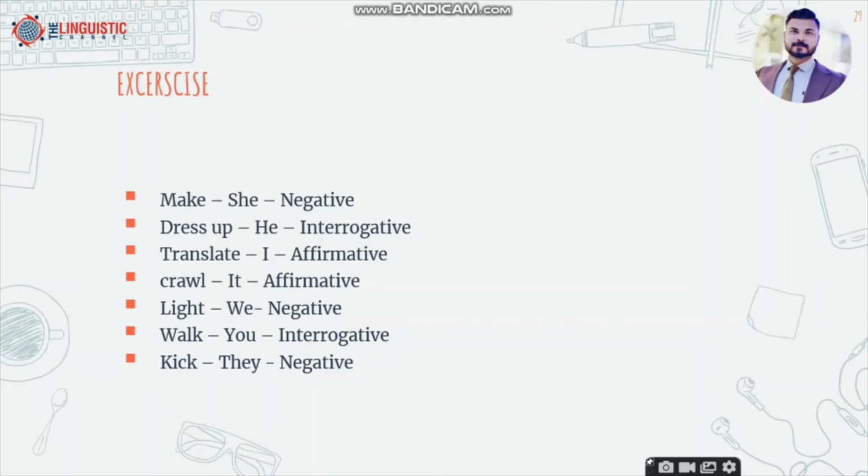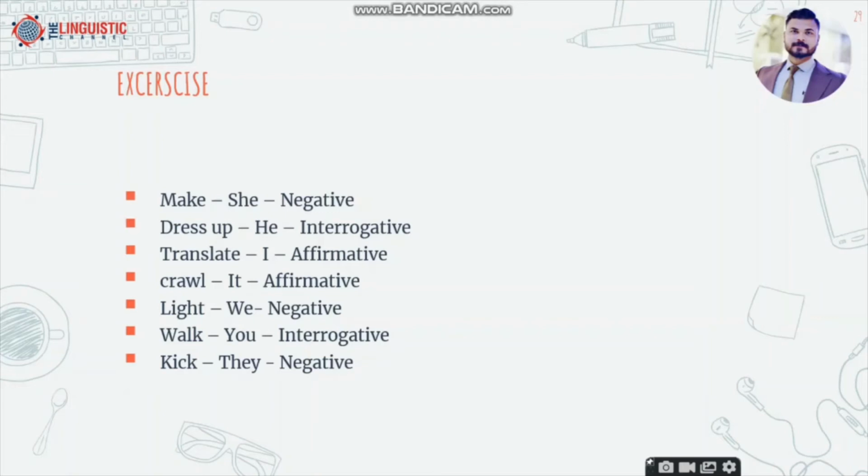Make sentences with make, dress up, translate, crawl, light, walk, kick. Subjects आपको दिए हुए हैं. You have the subjects. You know in which type you're going to make which tense, right? So go ahead. You can pause the video and make sentences and then resume it to check your answers.